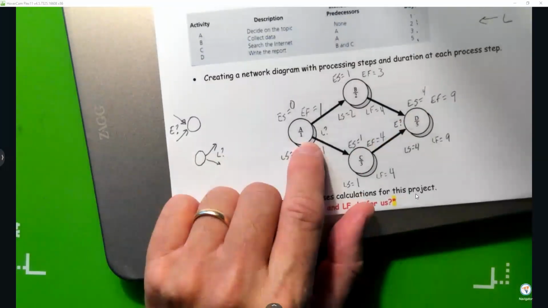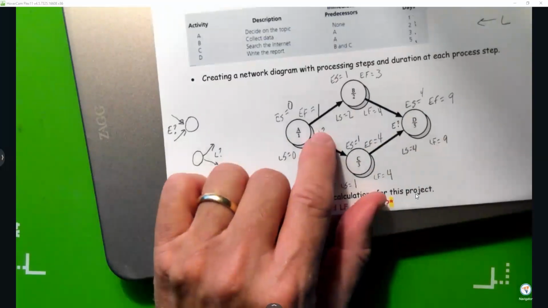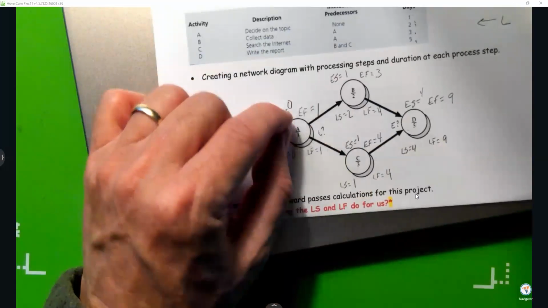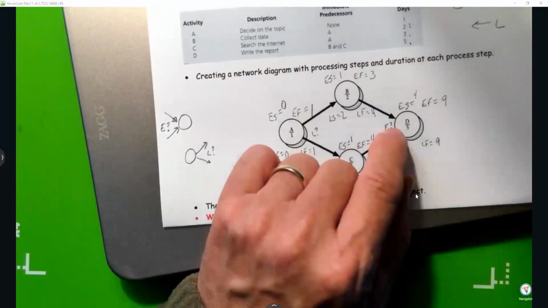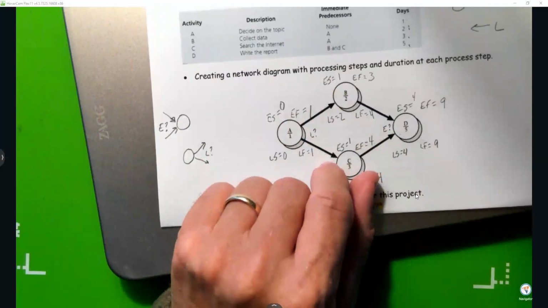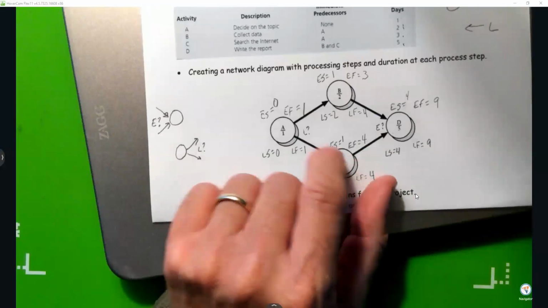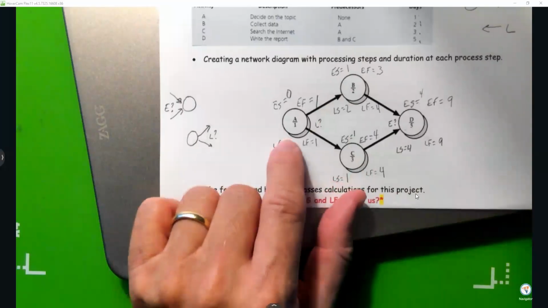And I recommend strongly that as soon as you get one of these diagrams, that you go ahead and identify the ones that you have to make decisions about for L, and the ones you have to make decisions about for E. You don't have to make a decision on this one because there's only one coming in and one going out. But these two you have to make decisions.